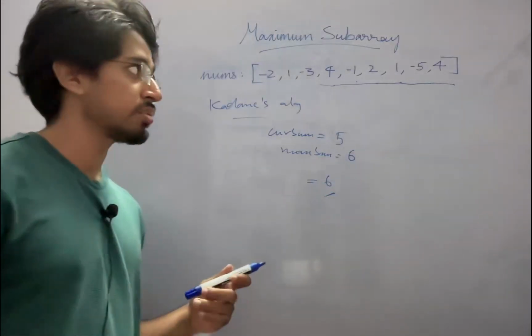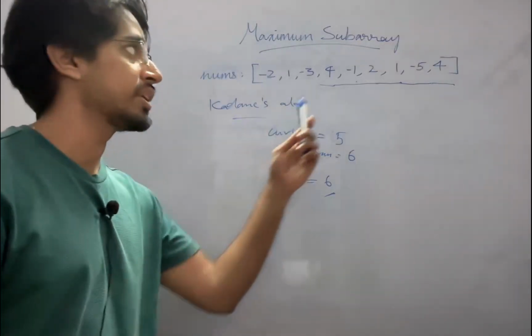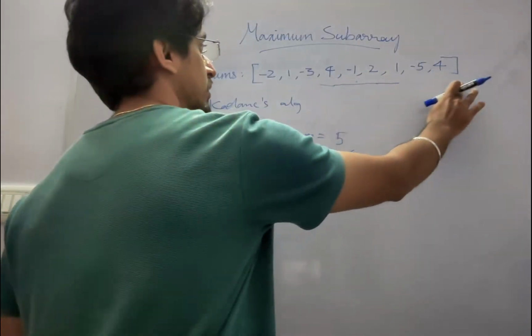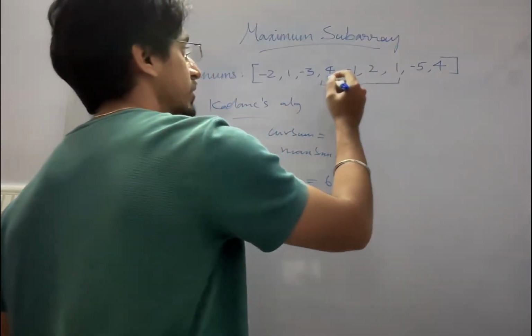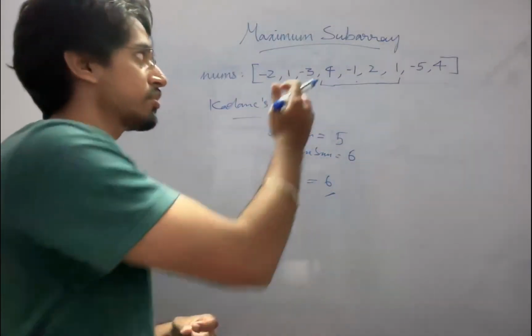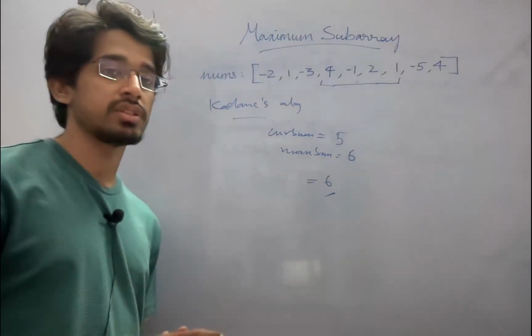Okay, so in this problem statement we just need to return the maximum value and not the subarray itself. Okay, so if we notice, this is the subarray which will return the maximum sum. So we don't have to return the array but just the maximum sum. Okay, so let us now understand how we can solve this by code.